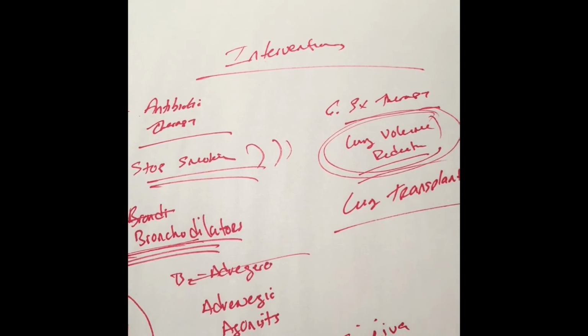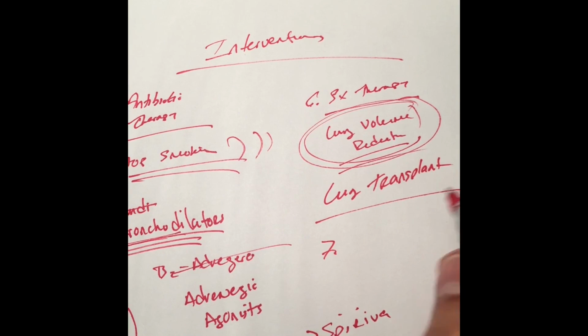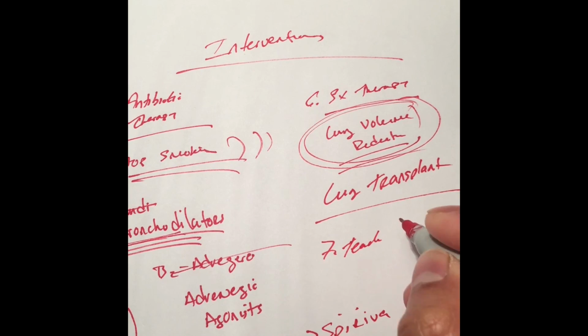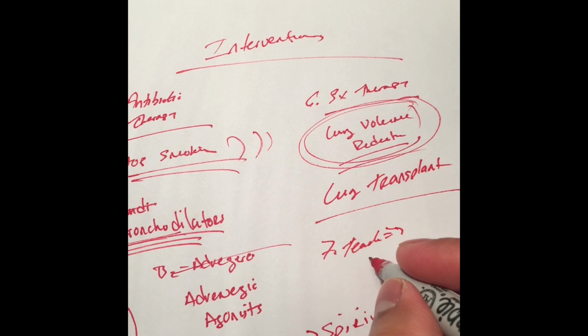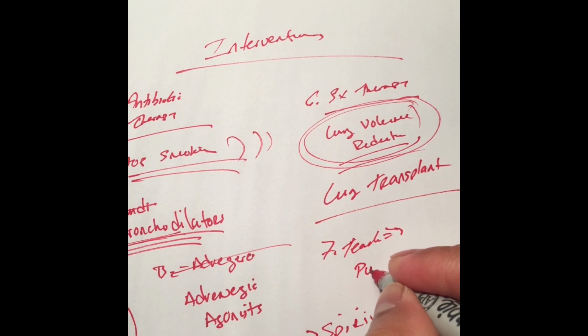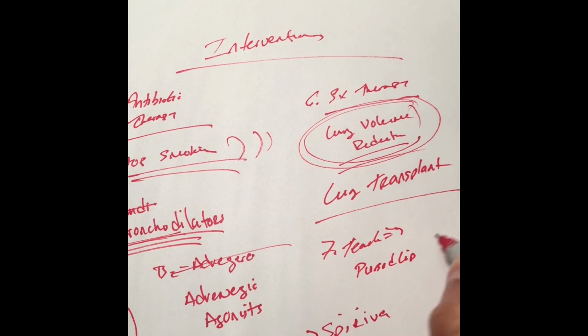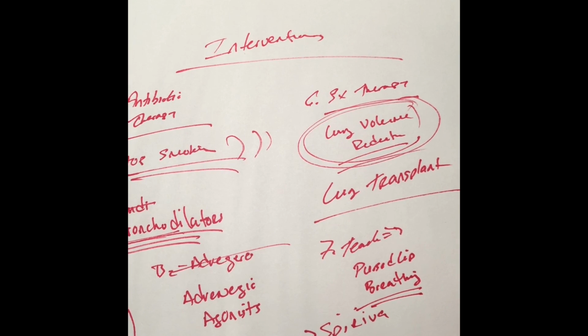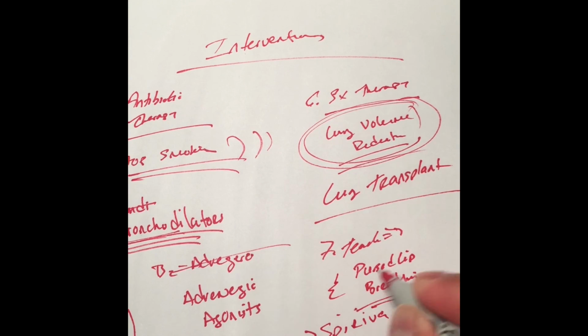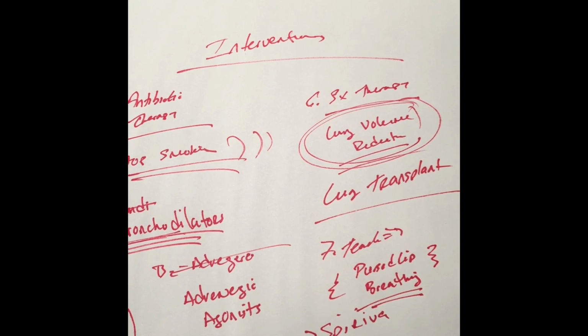Number 7, you will teach, if your patient doesn't know how to do so already, you'll teach him to perform pursed lip breathing. Okay. So here, again, you're going to just tell them to prolong their expiration time, their exhalation time, okay? So if they don't know how to do pursed lip breathing, you will teach them.